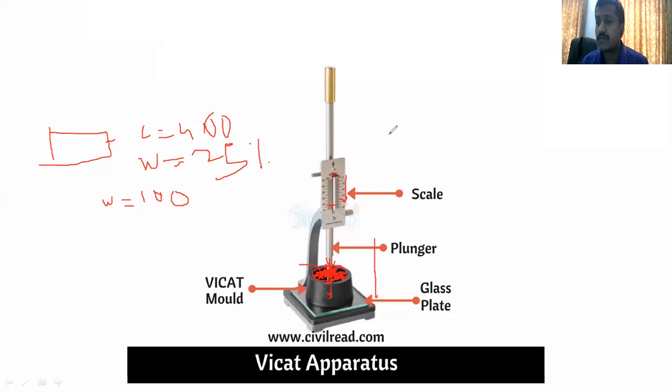It should be 30 to 35 mm from top, or 5 to 7 mm from bottom. If the penetration of the plunger is like this, that will be your consistency. ठीक आहे, ती झाली तुमची consistency.